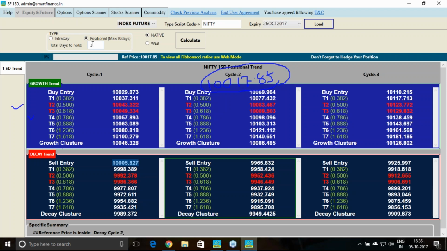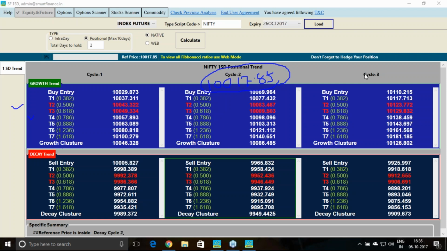So positional 2 and any native or web mode you can choose, calculate. You will get all the levels. Previously the web mode was having some extra target levels which the native mode was not having. Currently we have enabled that. If you update it, you will get all targets here. But do not forget to hedge it.